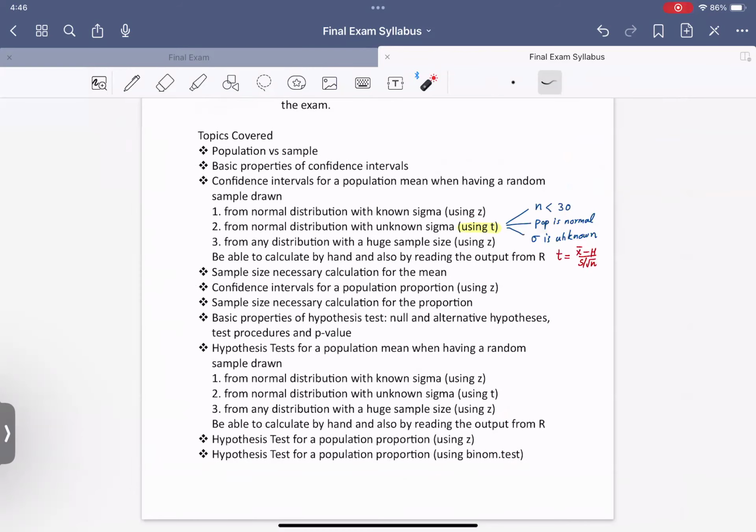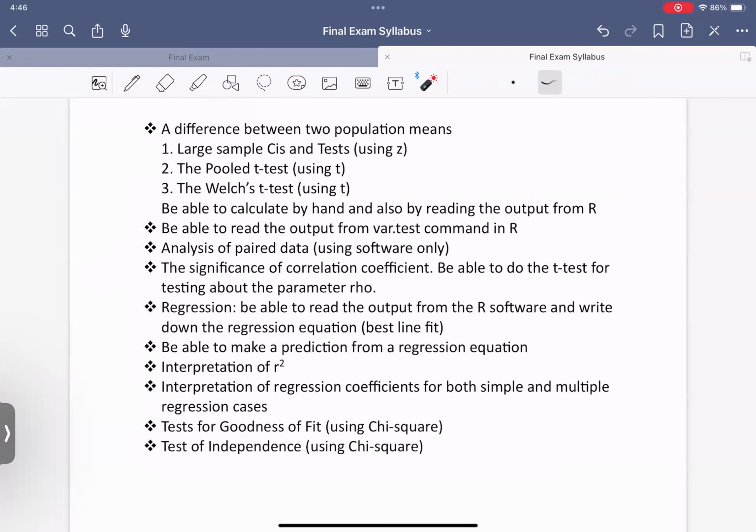Okay, next one, you're going to move from one sample to the two sample test. We're going to take a look at the difference between two population means. In this case, you're going to have three subcases. Case number one, you have large samples. You're going to need to learn how to build a large sample confidence interval and also the hypothesis test. Of course, when you have big samples, you're going to use the standard normal by the result of the central limit theorem.